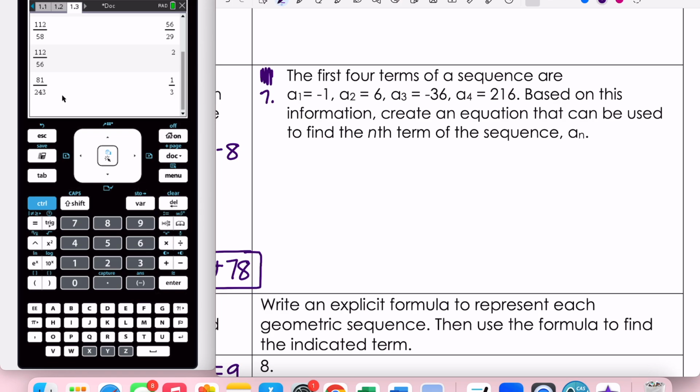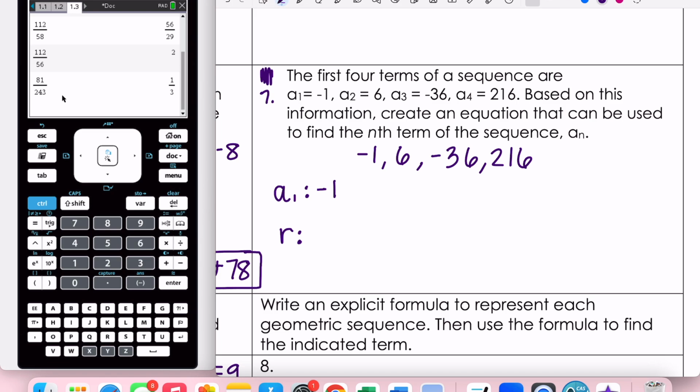So basically, guys, to make it look like all of the other sequences we've been looking at, this is just saying the first term is -1, the second term is 6, the third term is -36, and the fourth term is 216. So again, 2 things I want to find are my initial term, which is a sub 1, and my common ratio. Remember, a sub 1 is my initial term. In this case, this is going to be -1.